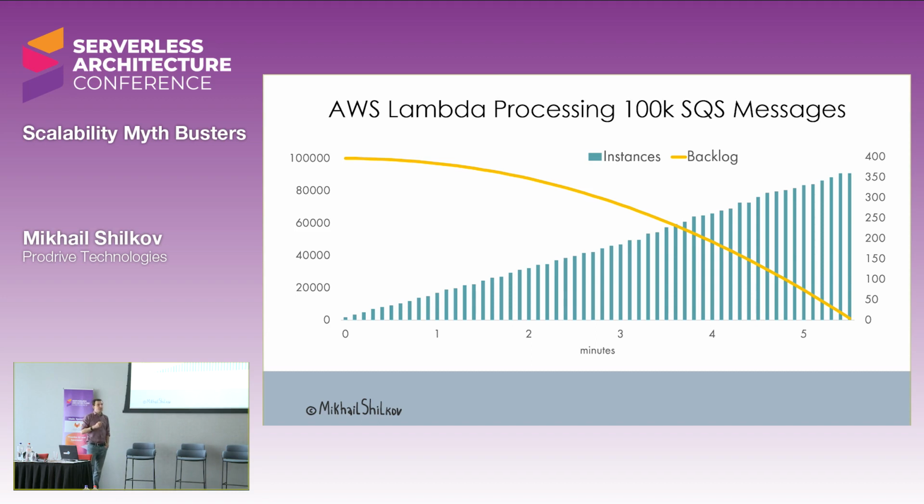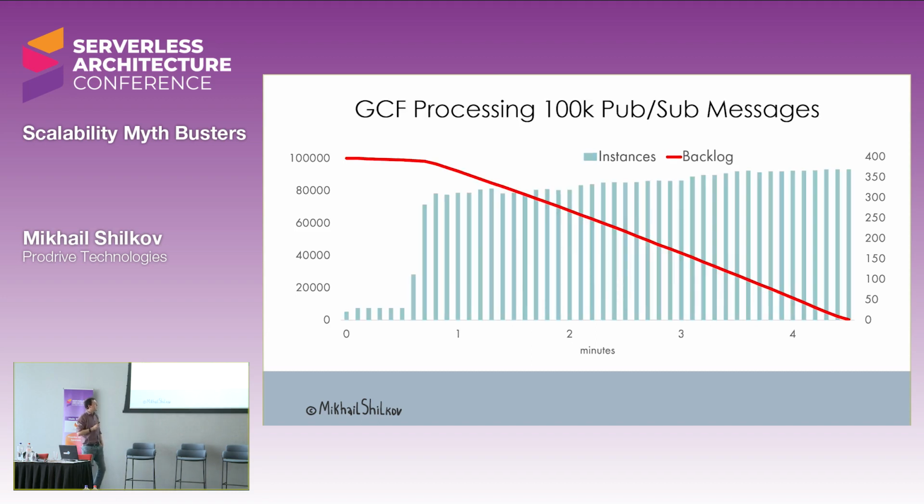Now the same chart goes for GCP. So the red line instead of yellow, for the rest it's the same. It took a little bit less than 5 minutes, so comparable, but you can see that the scaling behavior is very different. It took like half a minute before Google realized what's going on, and then they just jumped to 300 instances immediately and kept them more or less flat for the rest of 4 minutes.